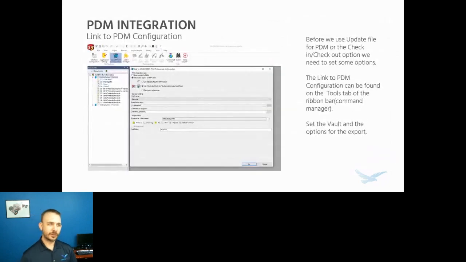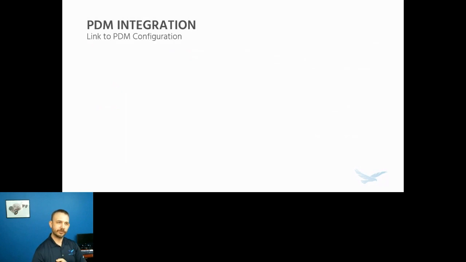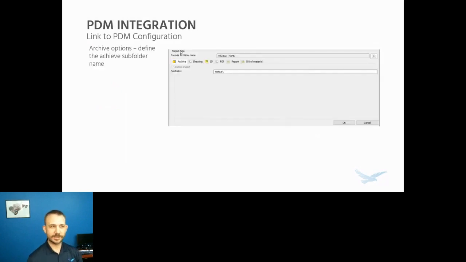Okay. So the first one is the link to PDM configuration, right? Before we can use either the check in, check out or the update files for PDM, we do have to set it up. To get to that, there's the link to PDM configuration command from the tools menu of the command manager and/or ribbon bar, whichever you want to call it. That's going to give you some options for basic, just export folder, or advanced export to PDM vault, right? It allows you to select your vault and set that stuff up, right?